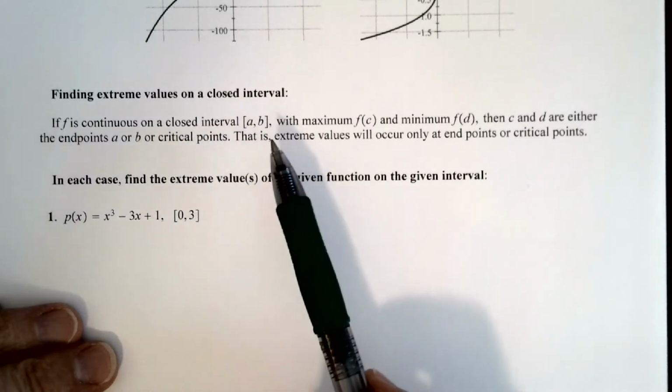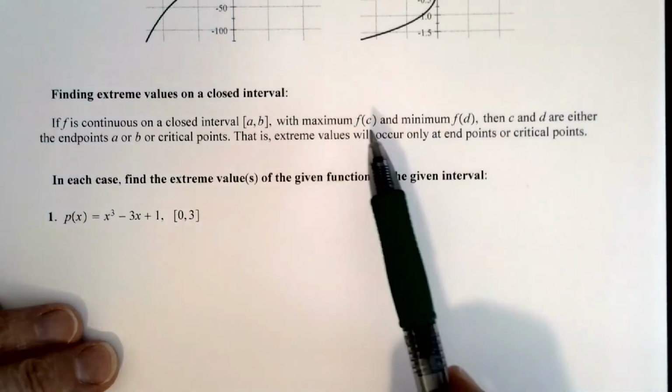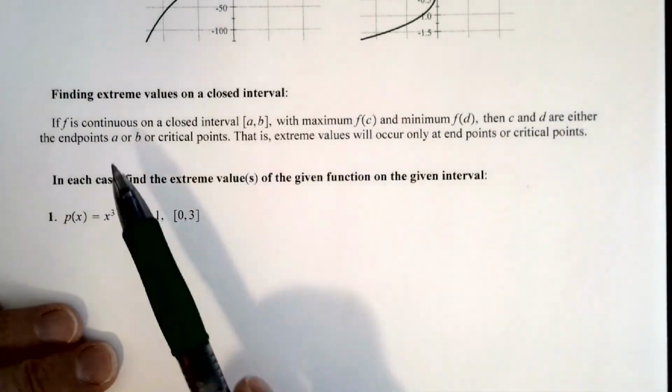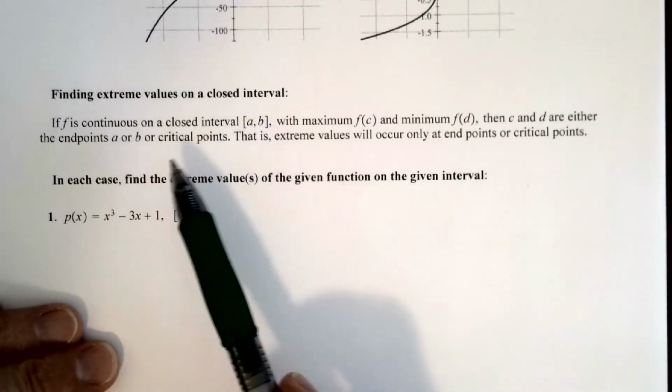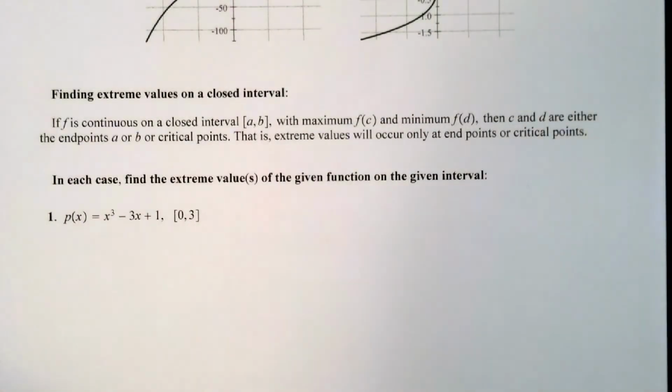So if we're on a closed interval with a maximum f of c and f of d, then these locations, where these max and mins occur, are either going to be the endpoints themselves, a or b, or at critical points. That's it. The max or min occurs at endpoints or at critical points. And so basically, what you do is you simply find the critical points, and then you check the value of the original function, not the derivative, but the original function at the endpoints and the critical points. So in our last video, we looked at this particular function.